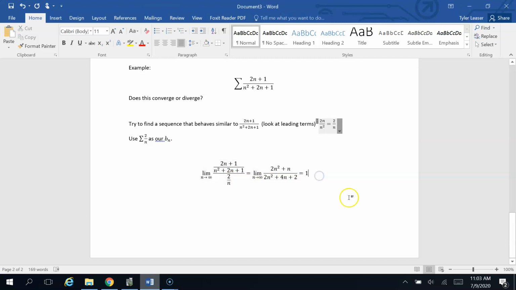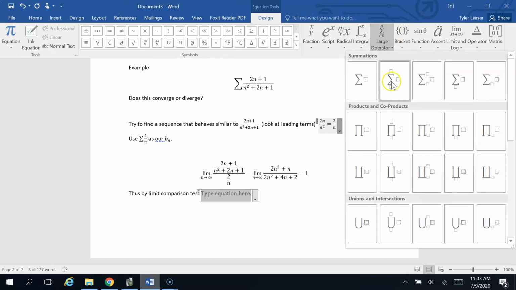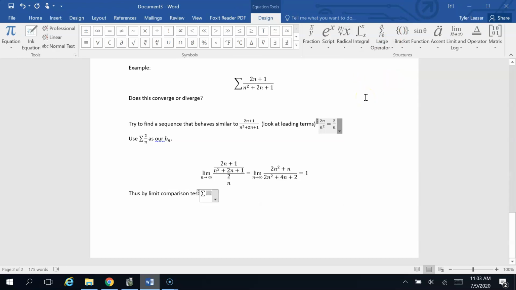And because that one diverges and it came out to be a positive number for the limit of the ratio, thus, by the limit comparison test, we have that the original series up top there that we were first asked to find, the 2n plus 1 over the n squared plus 2n plus 1 diverges.